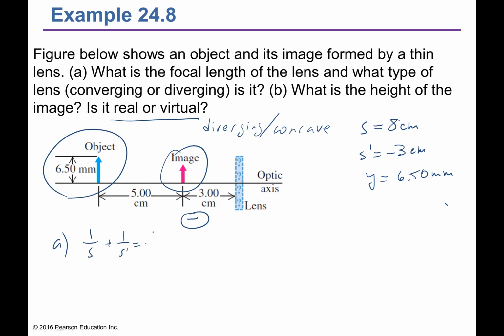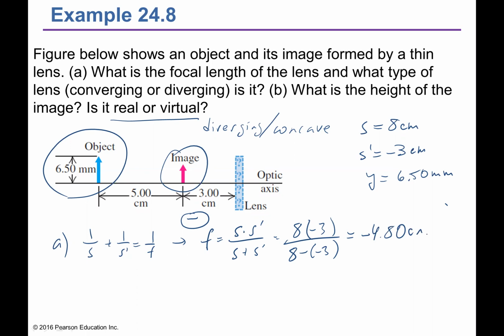But for part A, to find the focal length, I can use 1 over s plus 1 over s prime equals 1 over f, or simplify this where f equals s times s prime over s plus s prime. So 8 times -3 over 8 minus -3. All right, so I can then do this calculation to find the focal length. So it's going to be -4.80 centimeters.